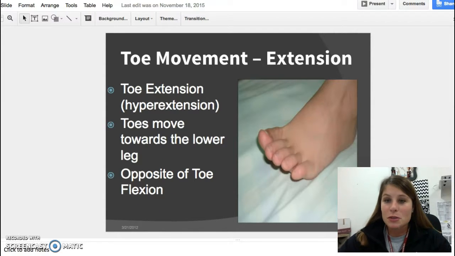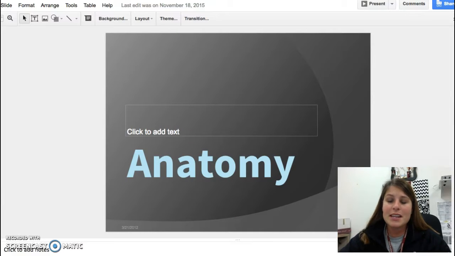All right, those are the movements that we'll talk about in the foot and the ankle. There's just a handful of movements. Most of them we've heard before, but you will need to know these for your exam. So now moving on to the anatomy. The anatomy is going to be a lot of memorization. There's going to be a lot of big terms that we haven't heard before, and we're going to have to break this down little by little.